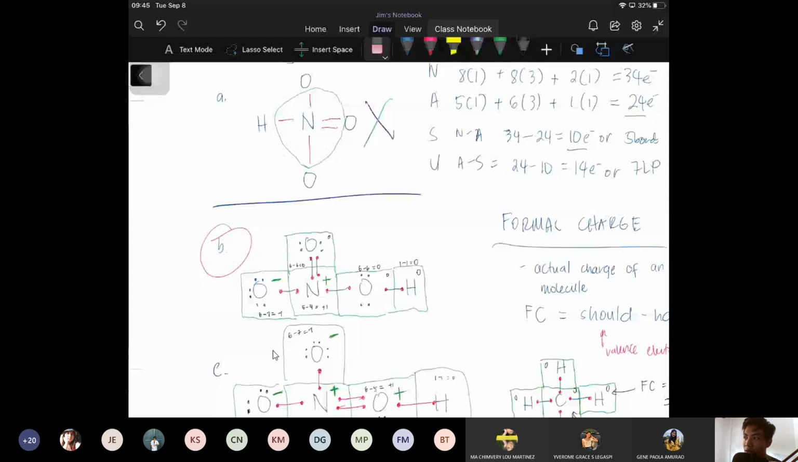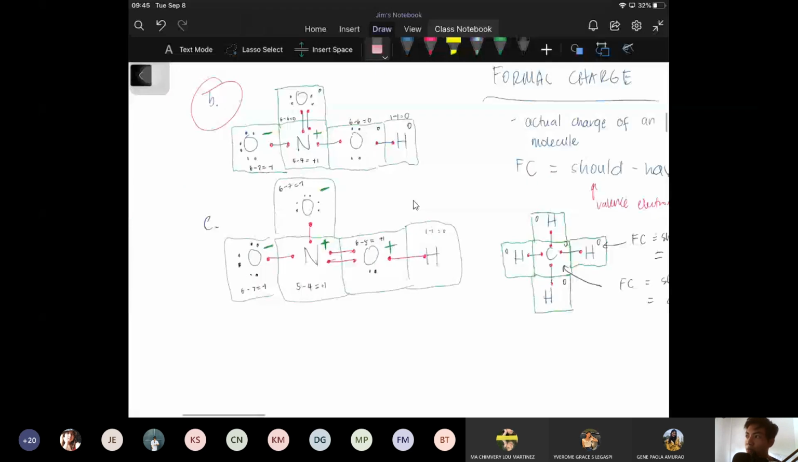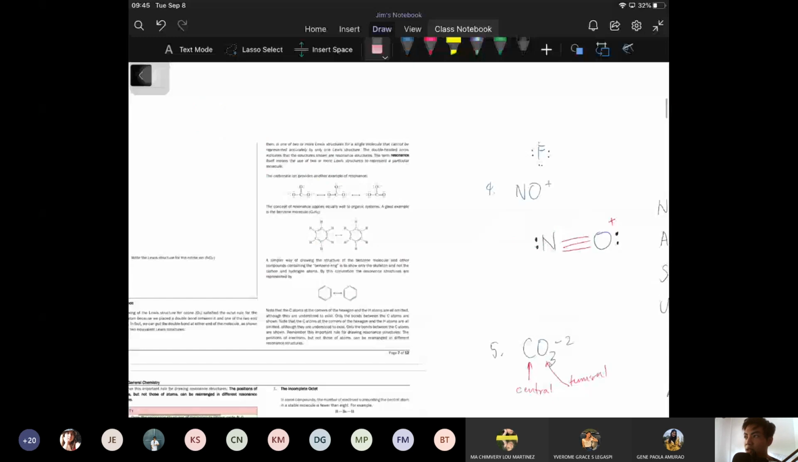itong last example natin, we have 3 possible structures depending on the arrangement of atoms and the location of the bonds. If we can do more than one structure, then we have to check the formal charge. Now, again, the formula for formal charge is should minus have. Should is the valence electrons, have is the number of electrons present in the atom. So, yun yung nasa loob ng box.